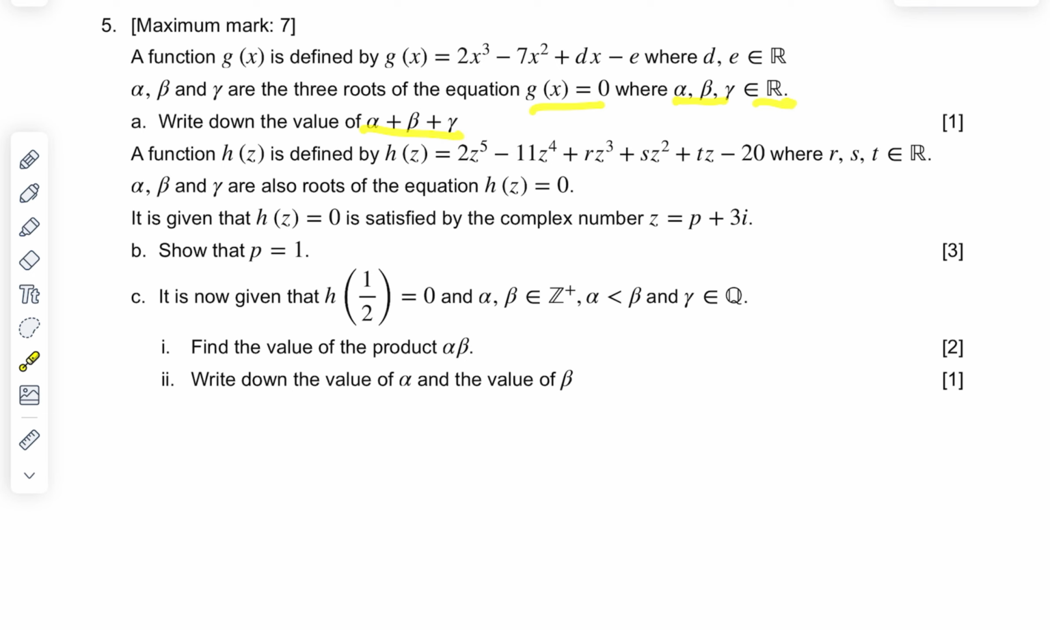Write down the value of alpha plus beta plus gamma, that's sum and product of roots. So the sum of roots is negative a_{n-1} over a_n, which in this case, a_{n-1} is negative 7, so it's negative negative 7 over a, which is 2, which equals 7 over 2. That is therefore alpha plus beta plus gamma.